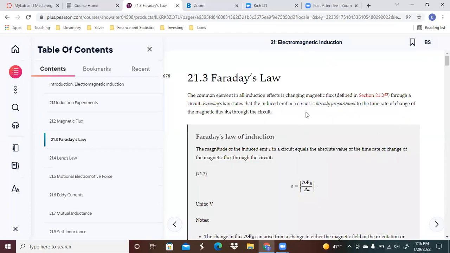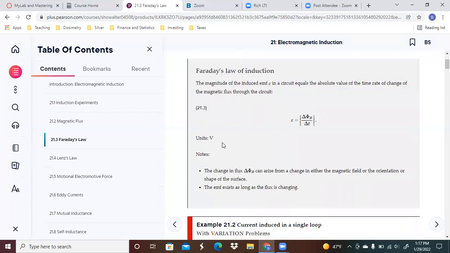All right, Faraday's law. Faraday's law states that the EMF, or this funky looking E here, is directly proportional to the change in the magnetic flux with respect to time. It doesn't tell you which direction it's going to go. Faraday's law just says that's what the magnitude is going to be. And obviously, if you're measuring EMF, it's going to be measured in volts.